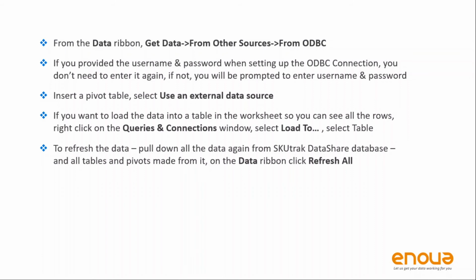When inserting a pivot table, don't forget to select Use an External Data Source and pick the connection that you've created. If you want to see the raw data, you can do that by right-clicking on the queries and connections and choosing load to. But the best thing about the data connection and pivot tables from that is that without going through all these steps again, if you want to update the data, click on refresh all, and it will be pulled down fresh from SKUtrak DataShare and the pivot table updated.